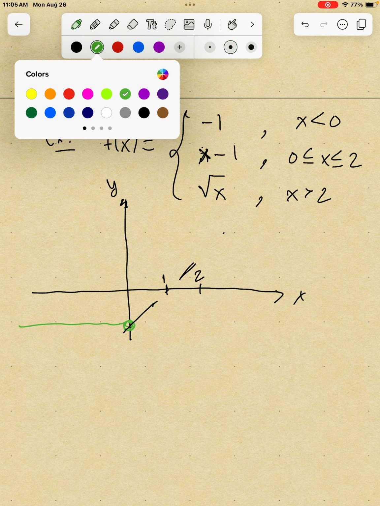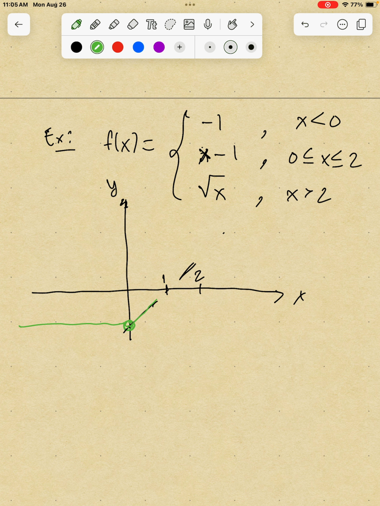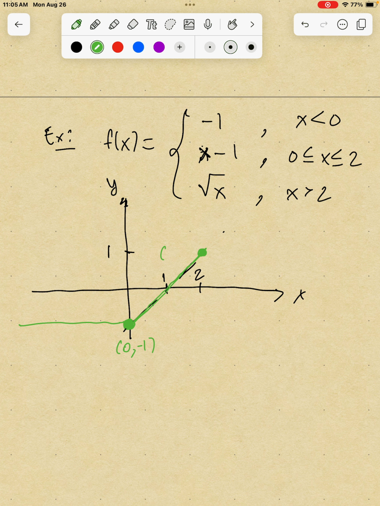So it's going to be like this, right? And now you fill in the circle because when x is 0, y is equal to -1. And on the line when x is 2, I get y equals 1, so this point is 2 comma 1. So let's just label this. This is 0, -1. This point is 2 comma 1.